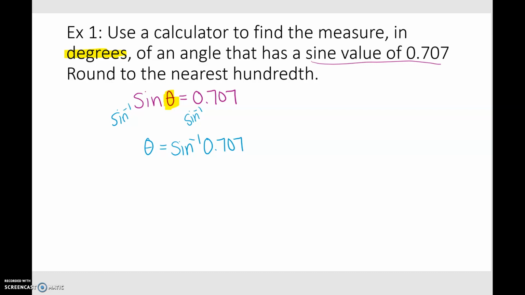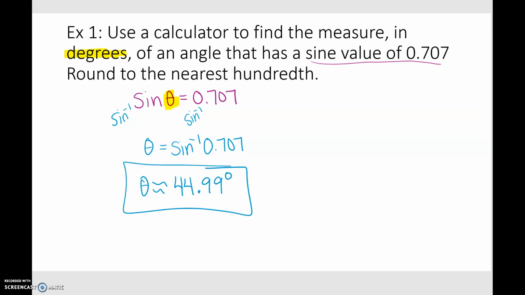There might be some resources online if neither one of those are options. If you're having a hard time with this part right here, just putting it in a calculator, please email me and I am happy to make another video showing just how to work the calculator. If you do this on your calculator, you should get that theta is about, so we use squiggly lines instead of a regular equal sign, 44.99 degrees. And that is our final answer for that.